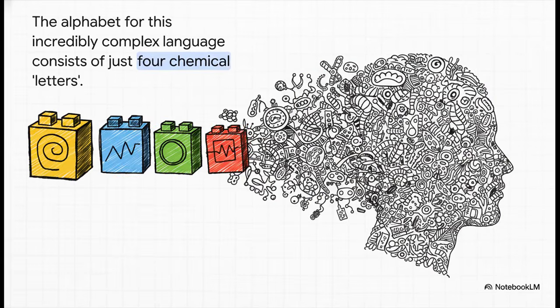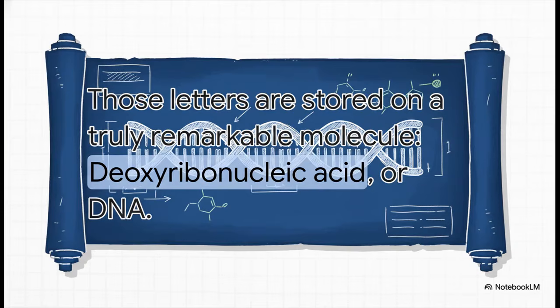And get this, the entire alphabet for this unbelievably complex language is made up of just 4 chemical letters. I mean, stop and think about that for a second. Everything that makes you is spelled out with an alphabet of only 4 characters. It's wild. Those 4 letters are stored on a truly remarkable molecule, deoxyribonucleic acid, or as we all know it, DNA. This right here is life's master blueprint.